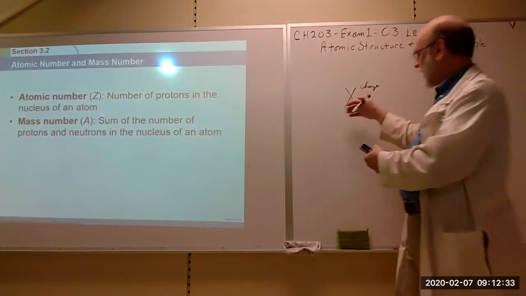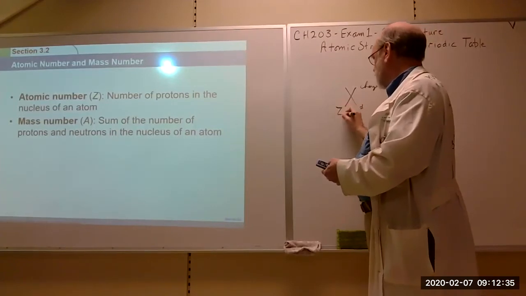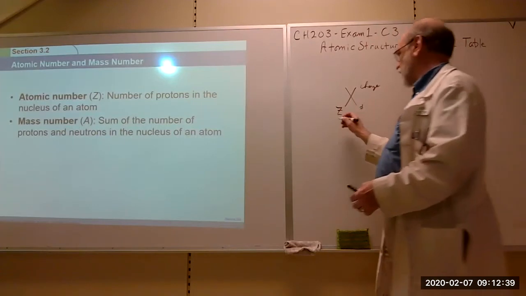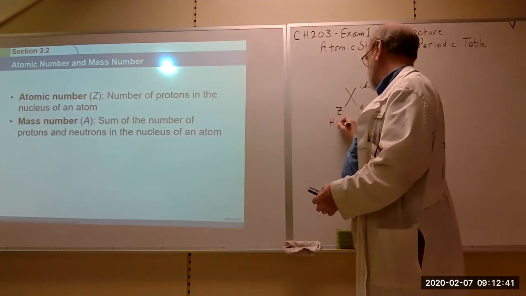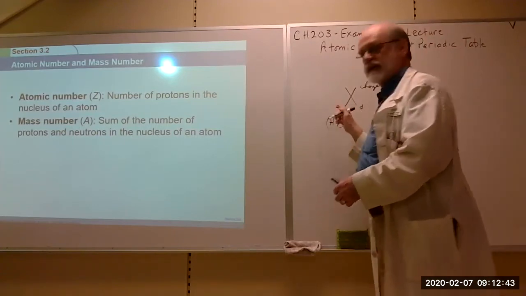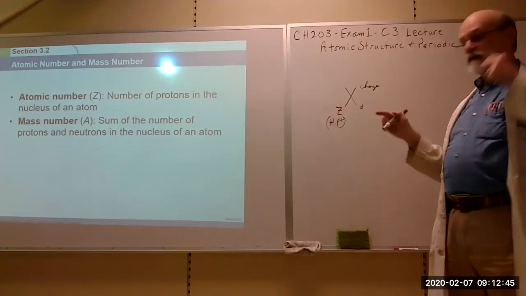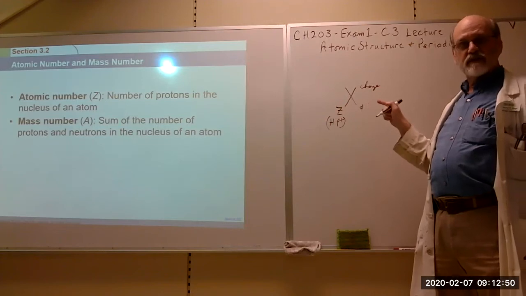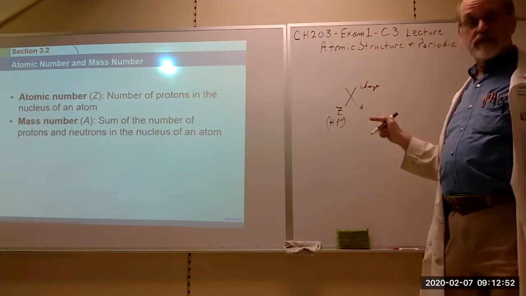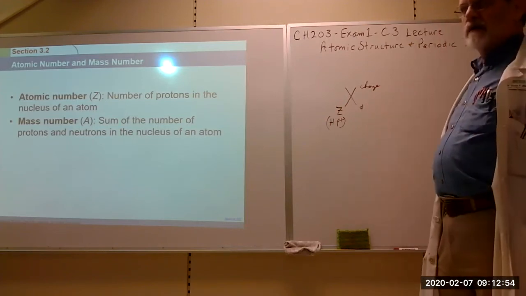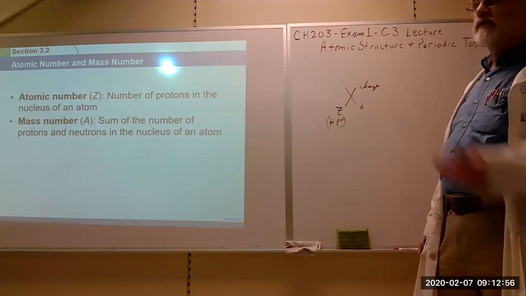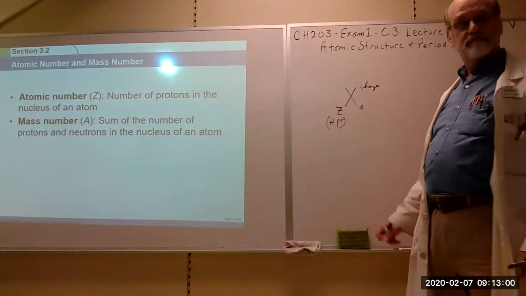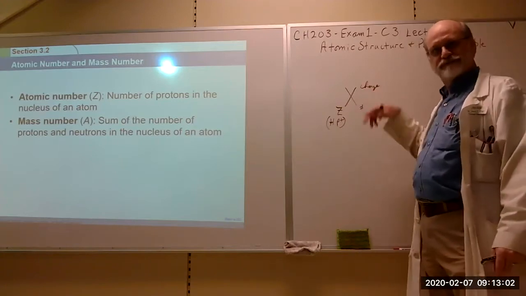On this side, designated by Z, that's the atomic number, the number of protons. And that defines the element. The number of protons tells you which element you have. So if you know that it has 12 protons, just look up 12 and you find that it's magnesium. You can't have one without the other.